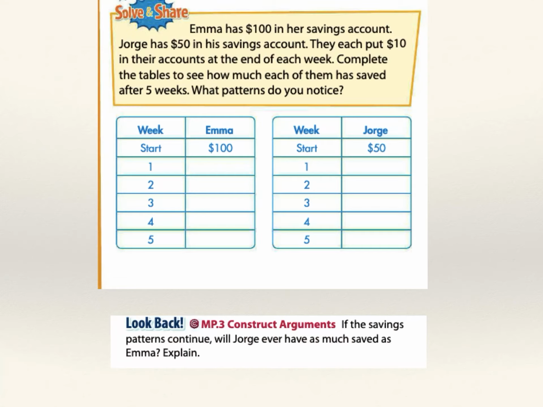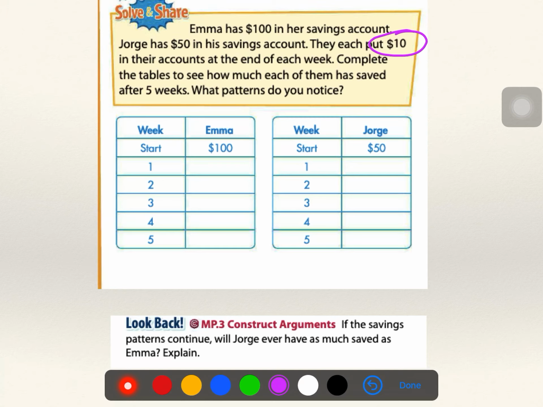Emma has $100 in her savings account. Jorge has $50 in his savings account. They each put $10 in their accounts at the end of each week. Complete the tables to see how much each of them has saved after 5 weeks. But here's the question: what pattern do you notice? So, the rule for the table is adding $10 to each person every week.